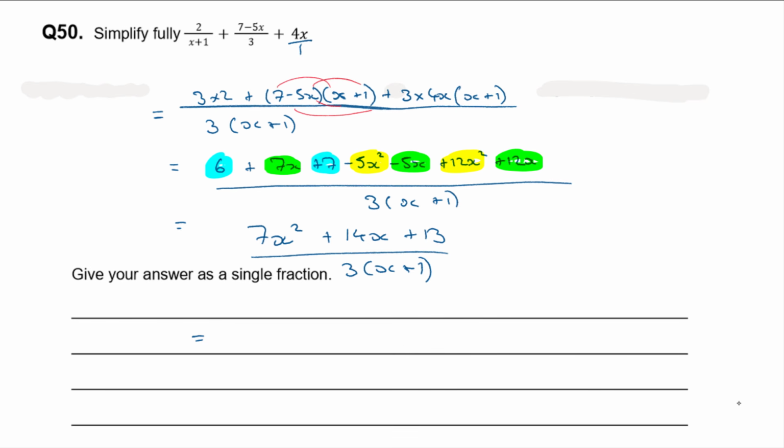So it doesn't look like I'm going to cancel it out with my 3 lots of x plus 1 after all. So I'm going to leave it there then. Okay, that's about as far as I'm going to get.